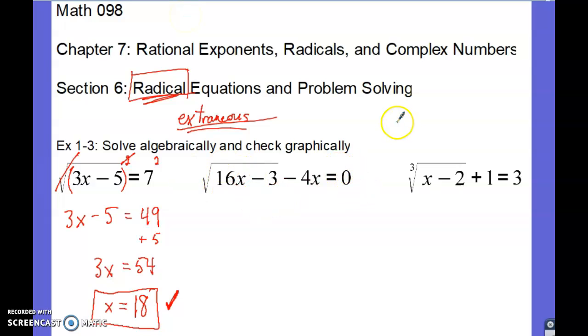Okay. So you might have also heard me say the phrase isolate the radical, get the radical by itself, because that is not the case on this second exercise. So what you need to do is notice where the radical ends and get the equation to stop right there. So I'm going to add 4x to the right side, and 0 plus 4x is still 4x. So from there, I can square both sides.